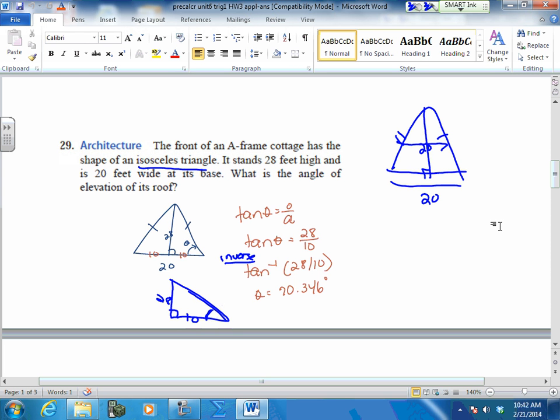A large part of this, guys, is just the drawing. Get the sketch down pat. If you get your sketch, the rest of it fits into place. Just take it step by step. A-frame, make an A. Isosceles, two equal sides, two equal base angles. Since it's trig, we're gearing towards a right triangle someplace.